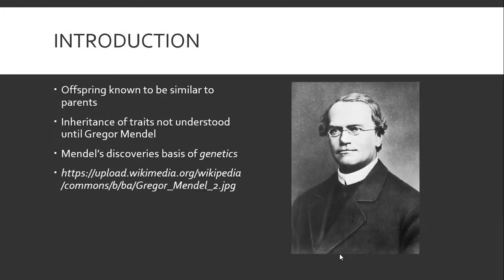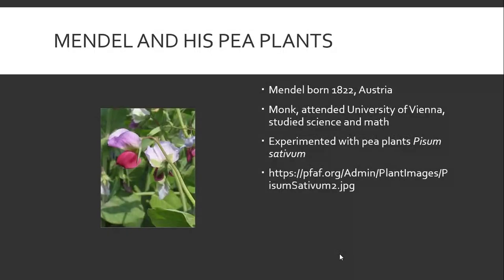So we know that offspring are similar to their parents, but inheritance of traits was not understood until Gregor Mendel. And Mendel's discoveries are the basics of the study that we now call genetics. Mendel was a monk born in Austria in 1822. He went to college at the University of Vienna and studied science and math. So when he got to his monastery, they assigned him to work in the garden. And he did some experiments with pea plants, which have the scientific name Pisum sativum.